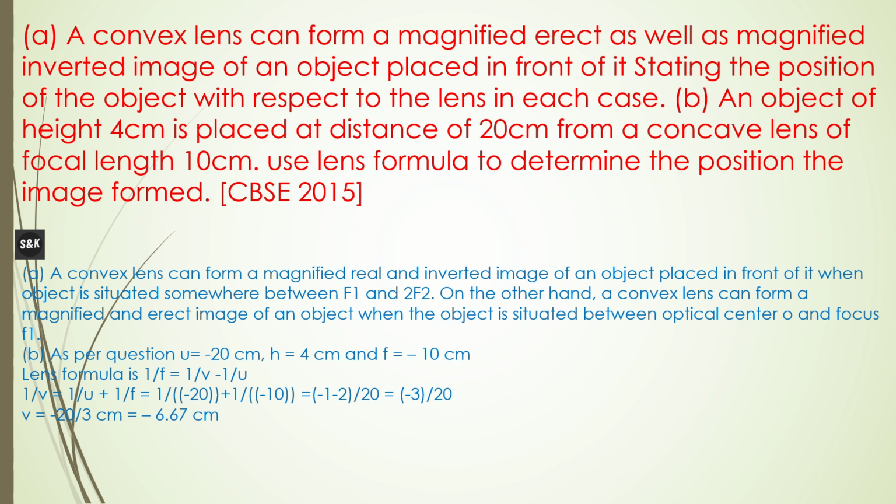B. As per the question, u equals minus 20 centimeter, h equals 4 centimeter, and f equals minus 10 centimeter. So the lens formula is 1 by f equals 1 by v minus 1 by u. So 1 by v equals 1 by u plus 1 by f. So putting the values, we get that v equals minus 6.67 centimeter.